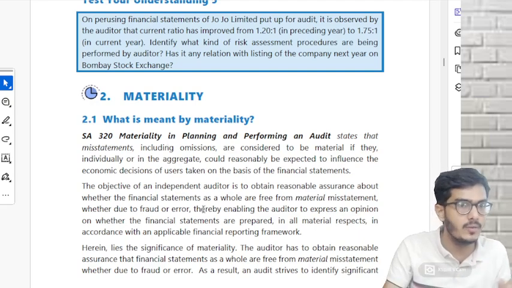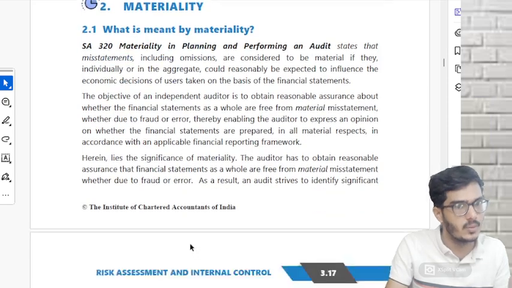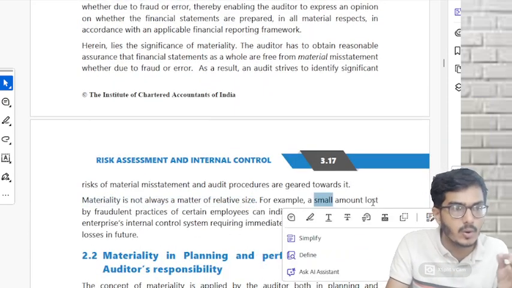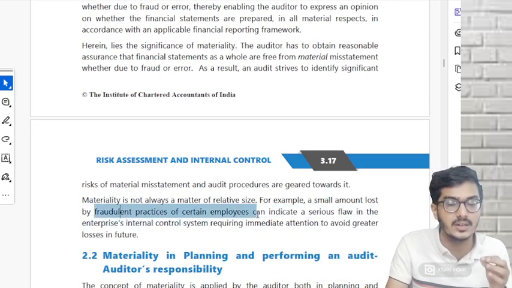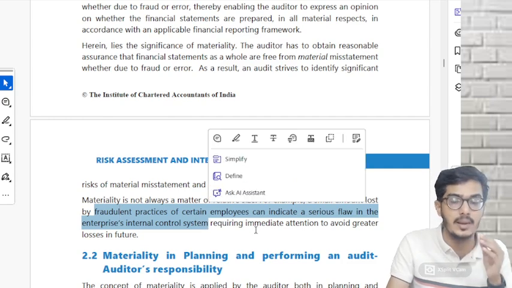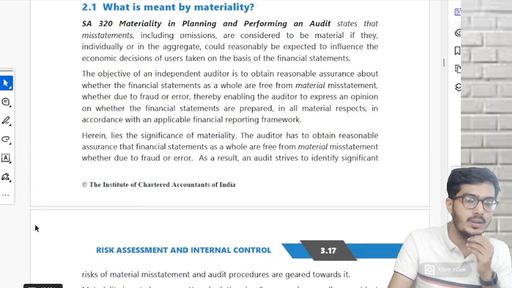So materiality is not always a concept of size. Sometimes it is a matter of quality also. See this, no? Materiality is not always a matter of size. For example, a small amount lost by fraudulent practices of certain employees can indicate a serious flaw in the internal control system, and immediate attention has to be brought over there.